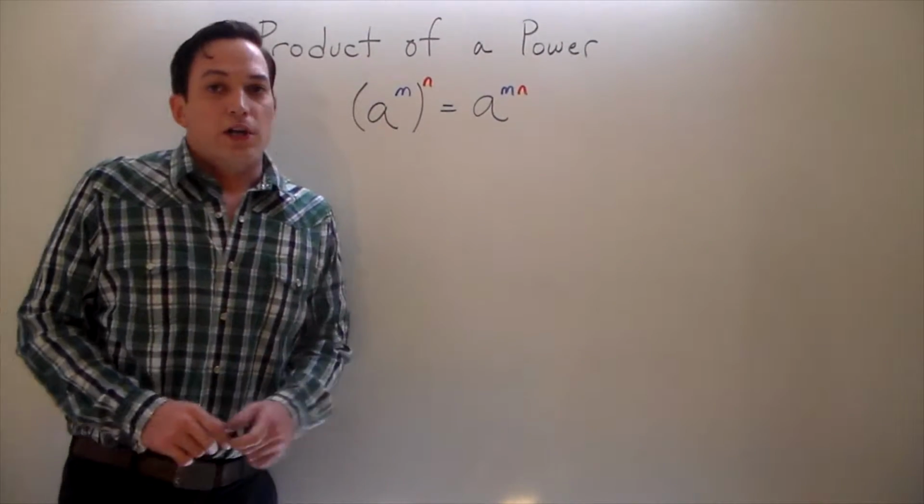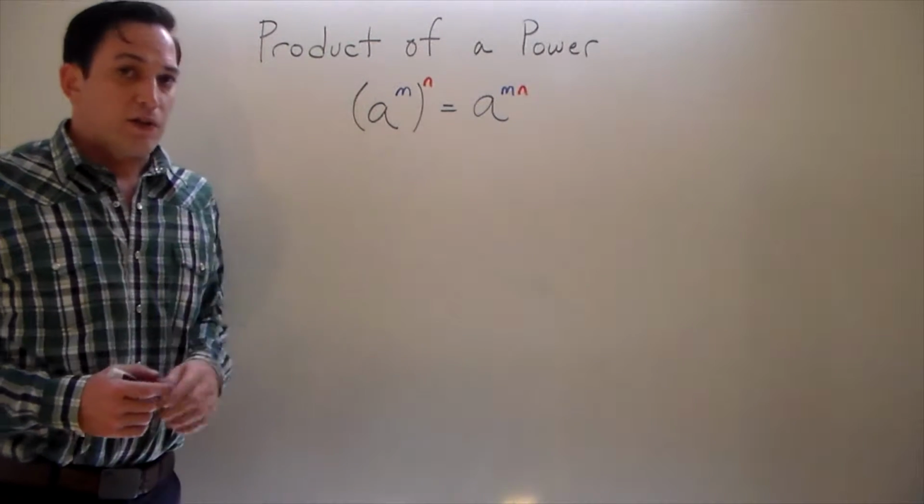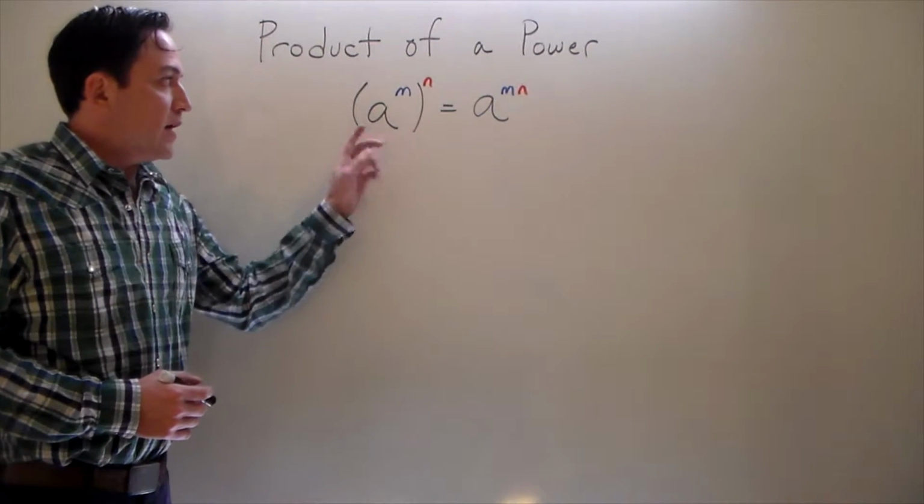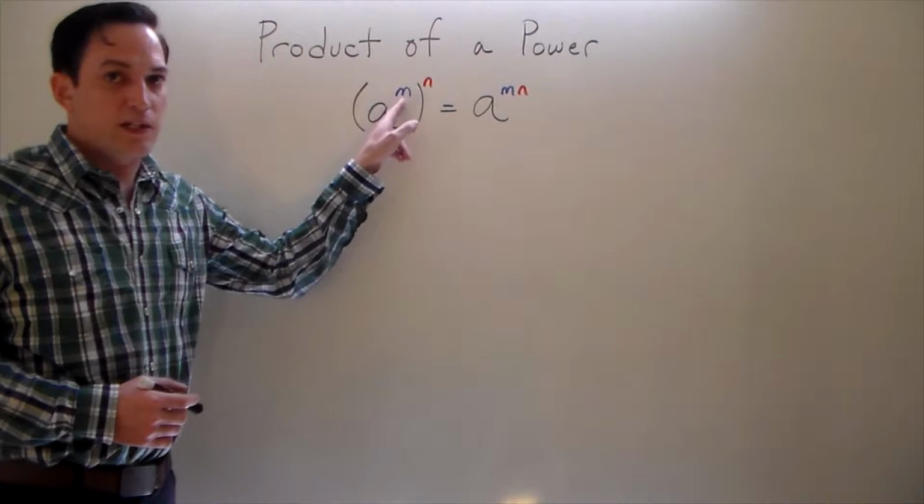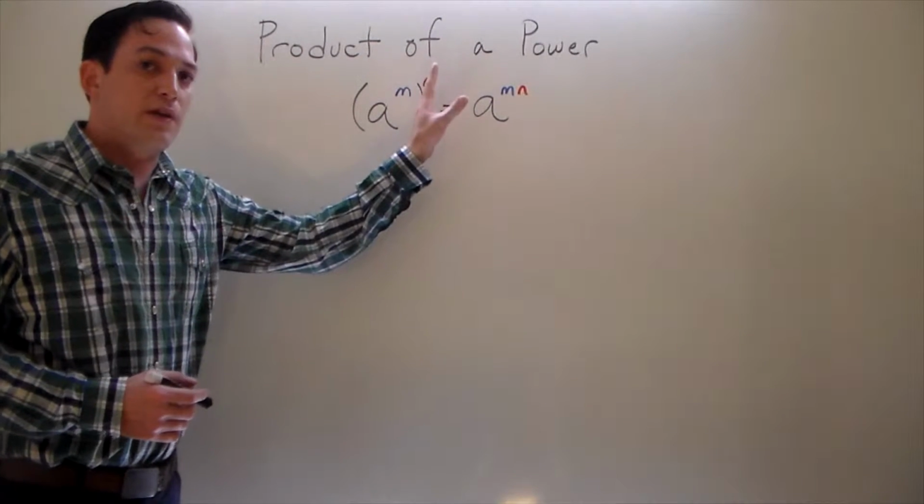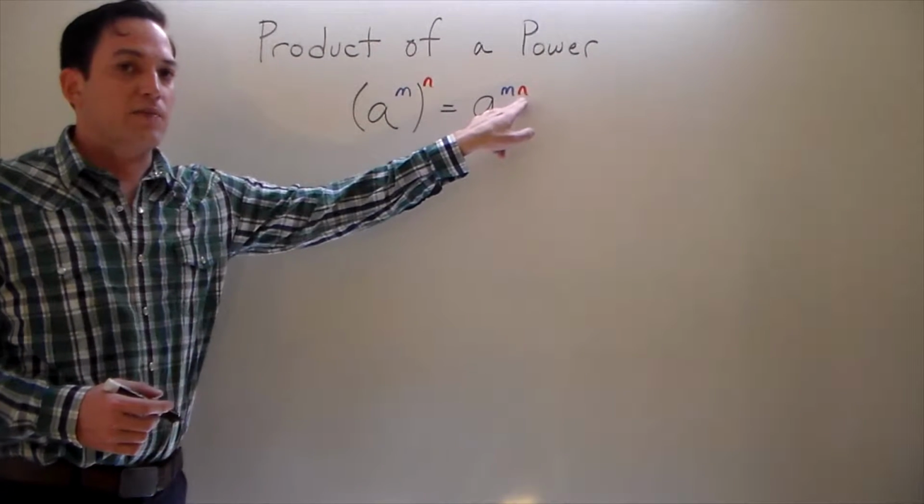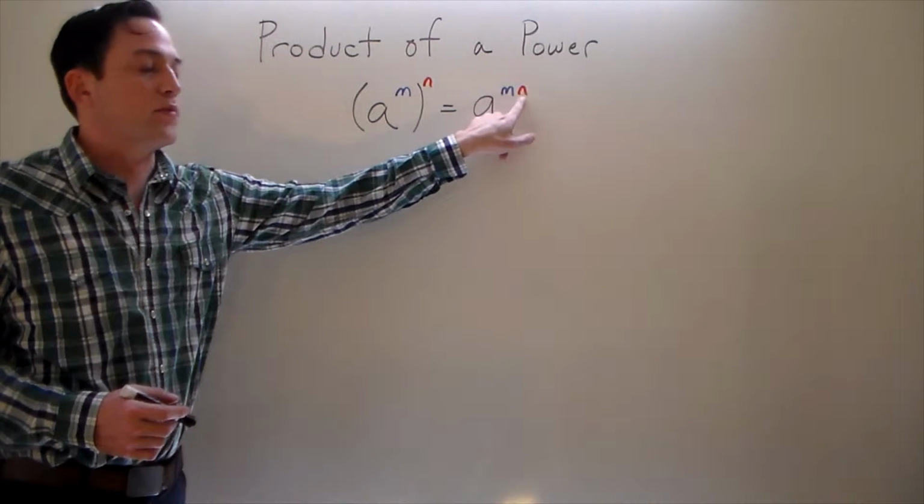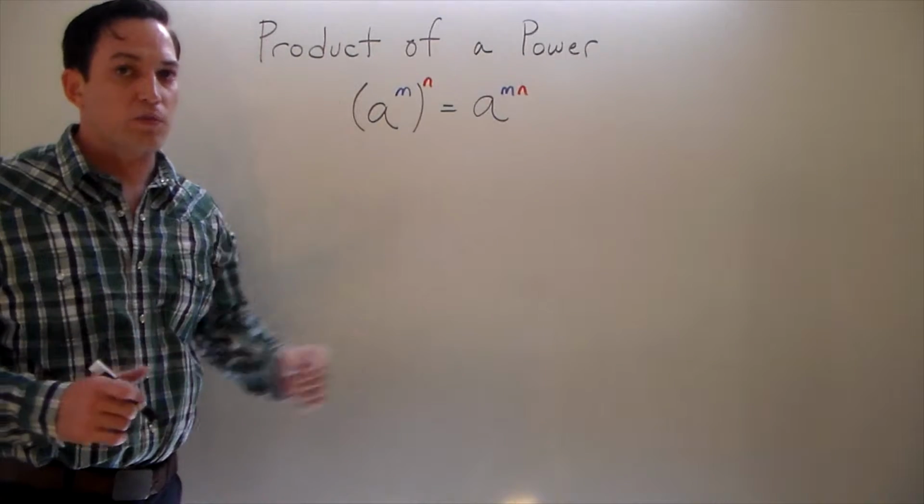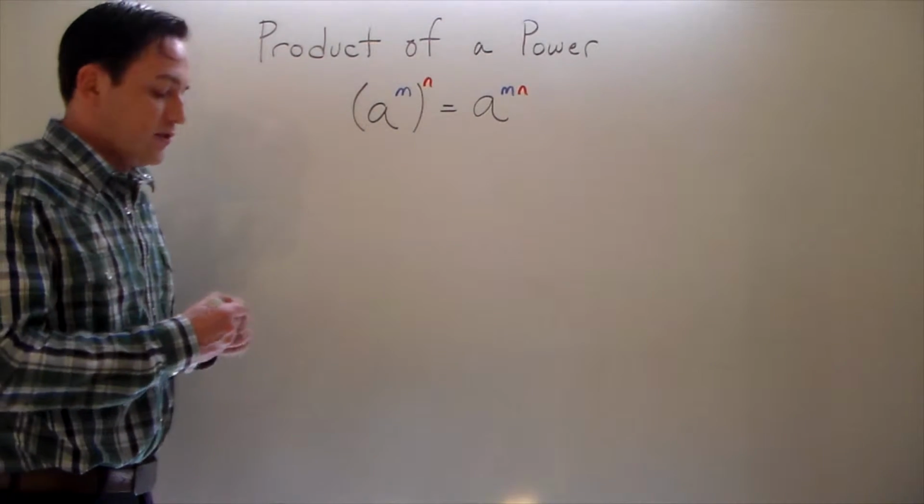Okay, so in this video what we're going to do is product of a power. Product of a power means that you have an exponent or a base raised to an exponent, and it's also raised to another exponent. And all you do with that is you multiply the two exponents together. That's what it means when two variables are just placed next to each other. It just means multiplication. So right here, let's do an example.